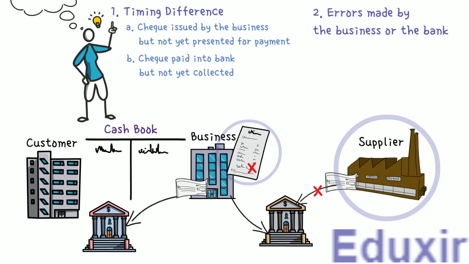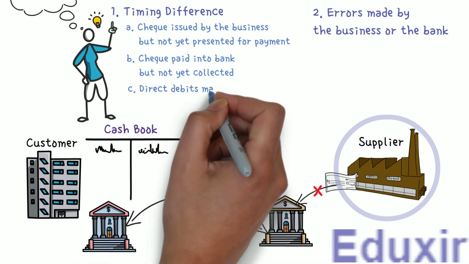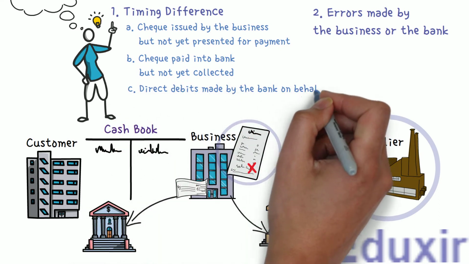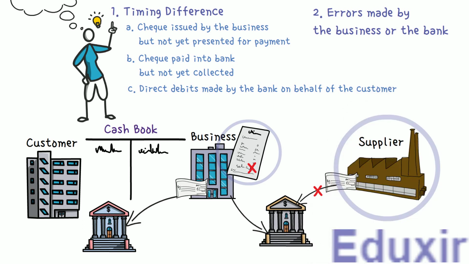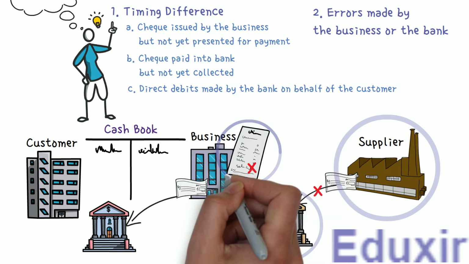The next reason is direct debits made by the bank on behalf of the customer. Sometimes, the bank deducts the amounts for various services. The business may not be aware of these deductions. So, these deductions, which fall under expenses, may not have been recorded in the cash book. For example, the bank charges and the interest on overdraft in case of current account might have been deducted by the bank, but the business knows about these deductions only after the bank statement is received.